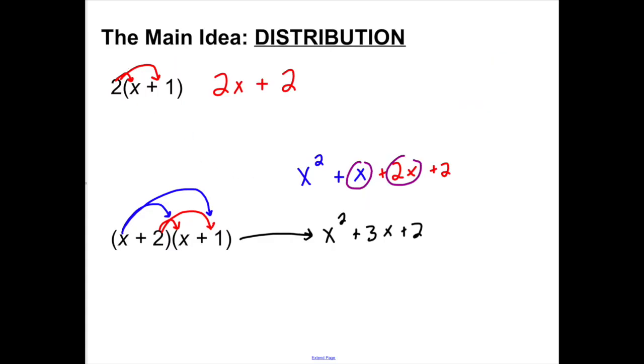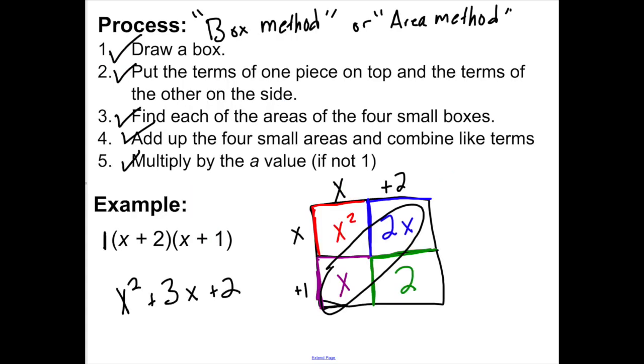We started by talking about the idea behind distribution and how that works. And then we looked at some examples of how we use the so-called box or area method to break down the process of distribution so that it's a little bit more graphical, a little bit more user-friendly, and it allows you to put the pieces together in a little bit more organized way. So hopefully you found this video to be helpful.